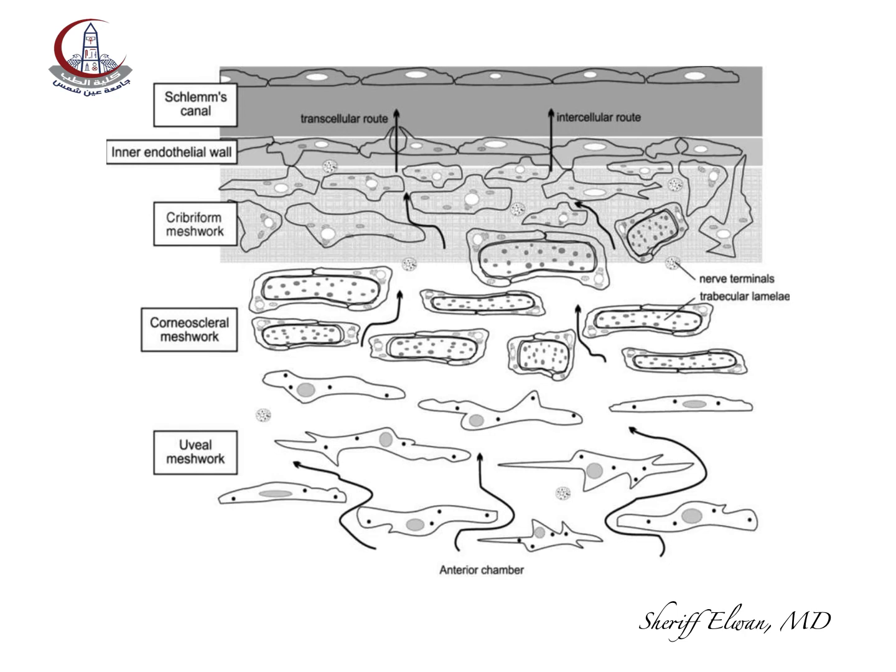And this figure here shows these three structures of the trabecular meshwork. Lowermost in the figure is the anterior chamber, and then the uveal meshwork, followed by the corneoscleral meshwork, and finally the juxtacanalicular part, which is formed by the cribriform meshwork and then the inner endothelial wall of the Schlemm's canal, and then the Schlemm's canal.